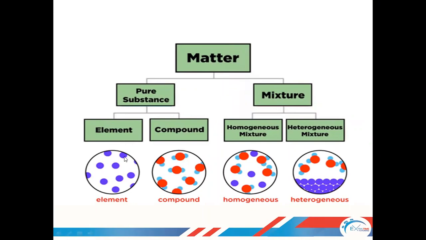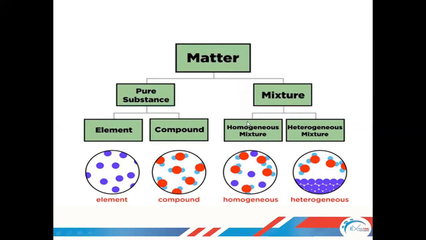As you can see inside here for the element, it is made up of one type of atom. As opposed to that, a compound has more than one type of atom joined together by a chemical bond. However, we are still seeing one type of particle throughout this substance. As opposed to pure substances, mixtures have two or more types of particles sharing the same space.